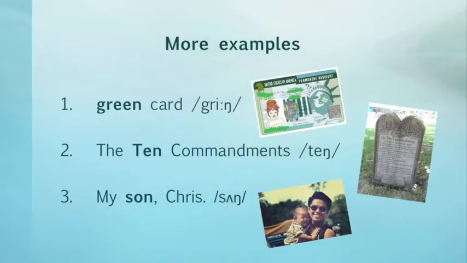Here are a few more examples. Number one, instead of green card, you might hear green card. A green card is the informal name for the permanent residence card for immigrants in the United States. Number two, instead of the Ten Commandments, you might hear the Teng Commandments.